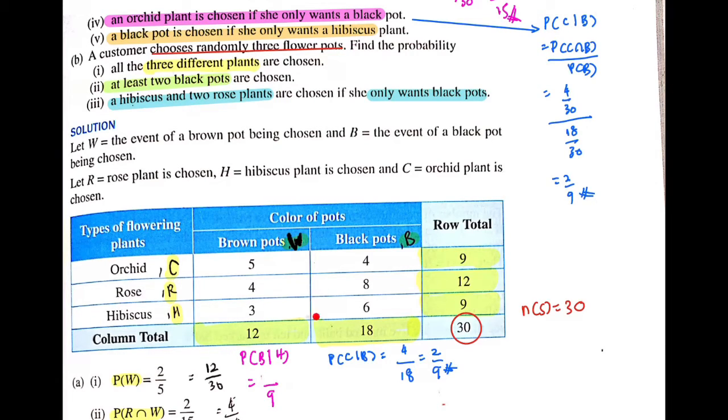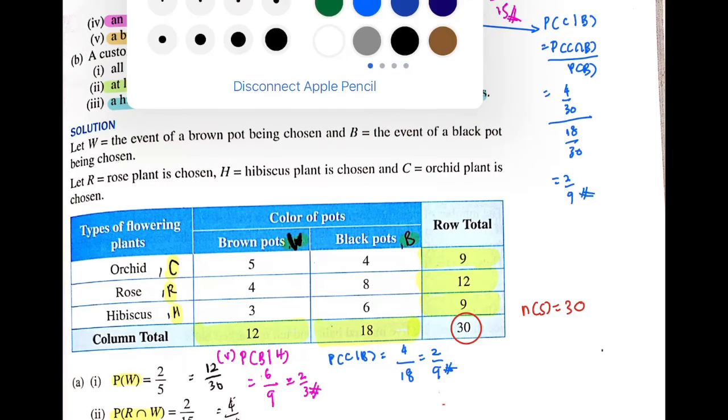So now from the hibiscus, what is the intersection of black and hibiscus? So black and hibiscus is this number here, 6. So just write 6. So let's simplify your answer. It is 2 over 3. So this is your final answer for part 5.